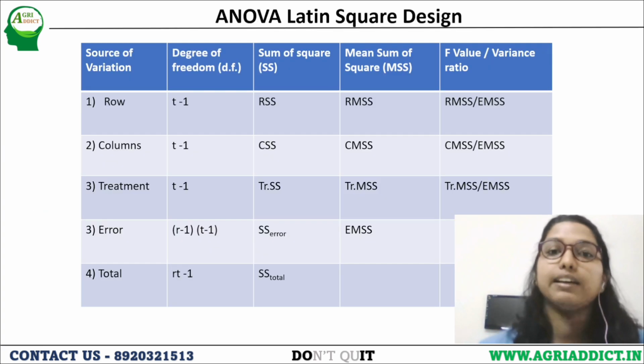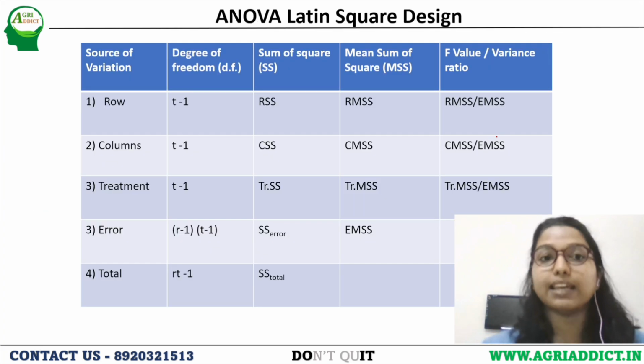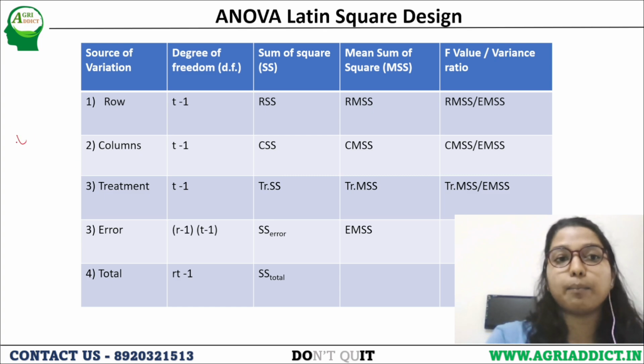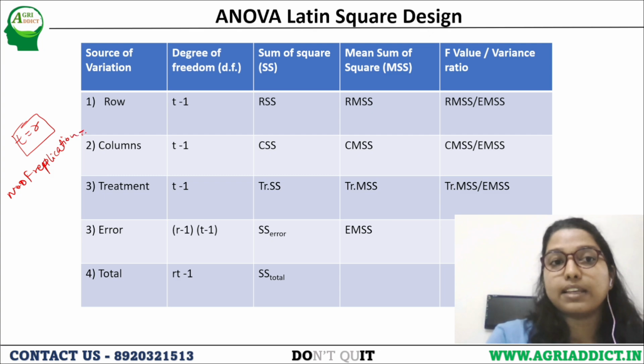Okay, next will be the ANOVA for Latin square design. One more thing I forgot to include: in Latin square design, the number of treatments will equal the number of replications. Most important. The design in which the number of replications is equal to the number of treatments.